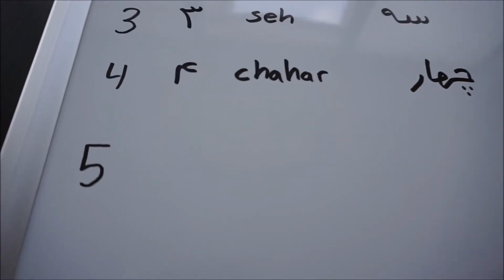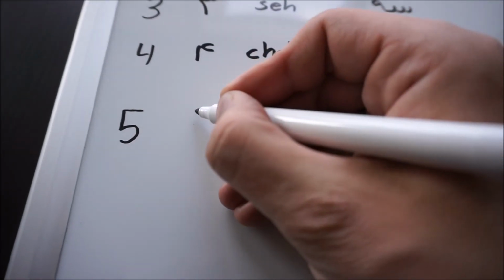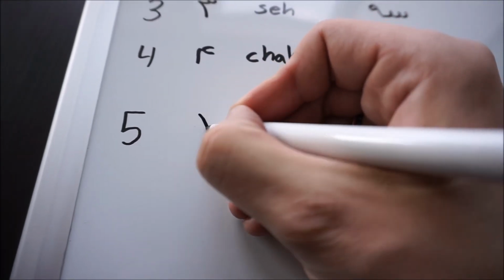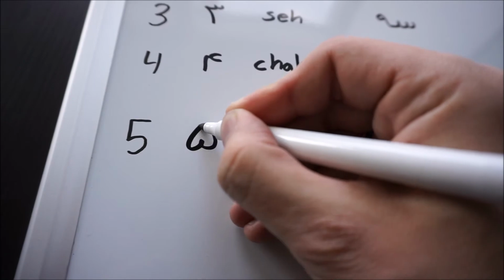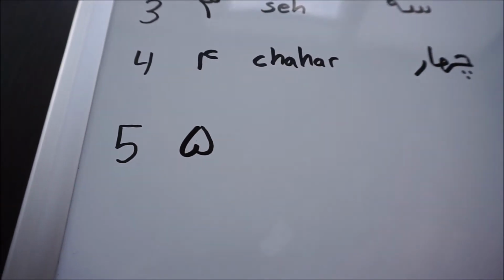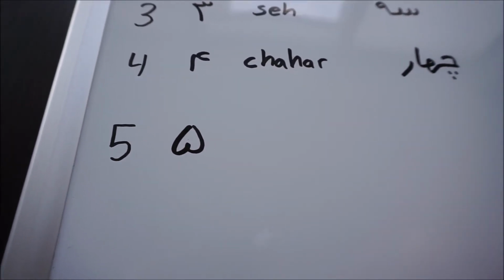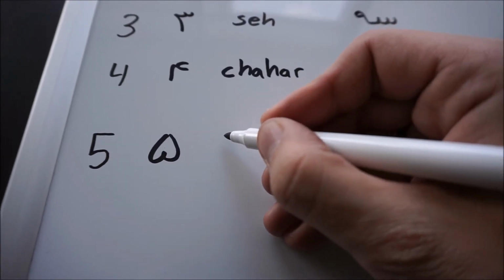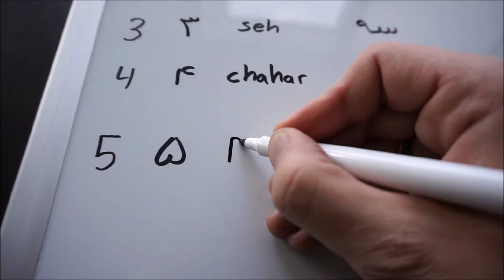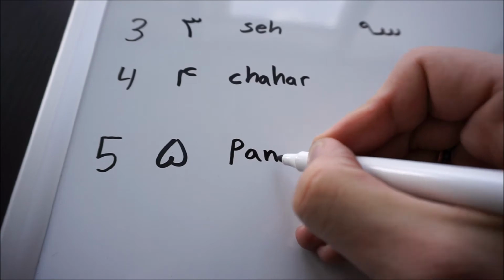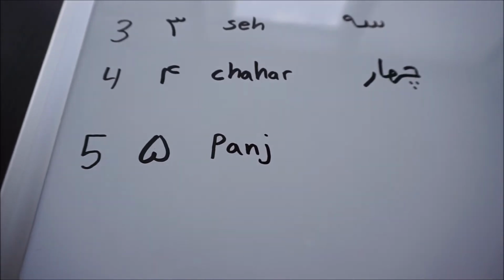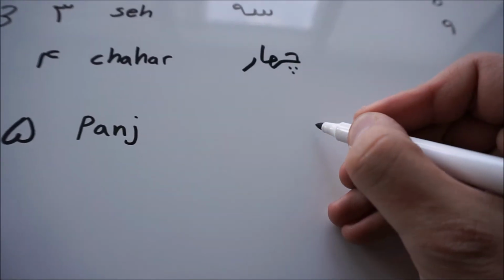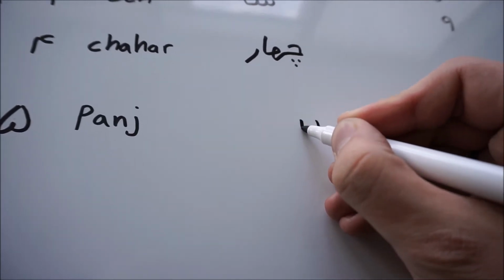Number 5. I'm sure you will like the symbol for this one because when you see it, it's actually very special. It is a flipped around heart, basically, which is kind of cool. And number 5 is called panch. Panch. And panch is written in this way.